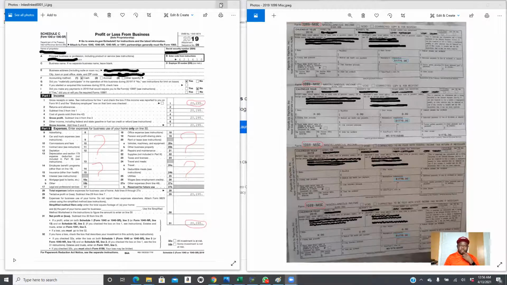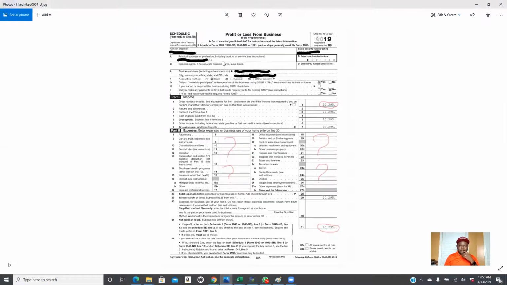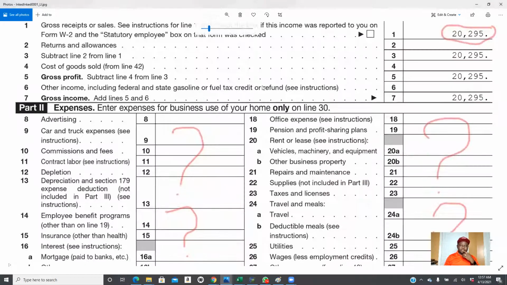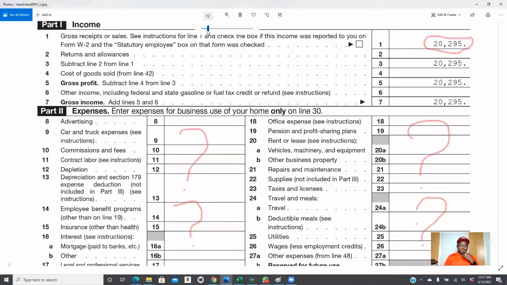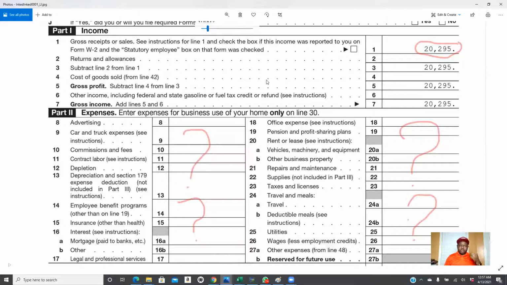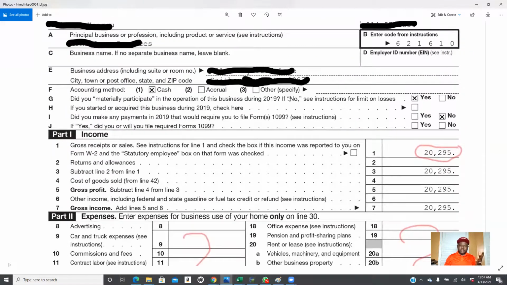So I want to zoom a little bit on this first picture, okay? You will tell me what you see. This is basically a Schedule C. If you are a business owner, a self-employed person, or what they call a single member LLC, this is what you have to use to file your taxes, right?